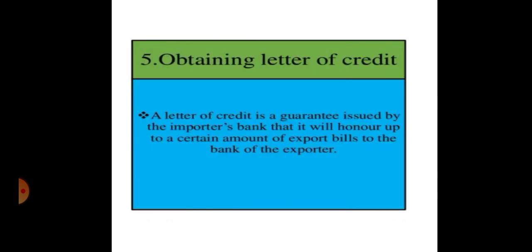Now the fifth step in the import trade procedure is obtaining a letter of credit. The importer will have to make arrangements for getting the letter of credit so that he can satisfy the exporter about his creditworthiness or financial position. A letter of credit is a guarantee issued by the importer's bank that it will honor up to a certain amount of export bills to the bank of the exporter. This letter of credit gives assurance to the exporter about the payment for the goods and services which he is going to supply to the importer.